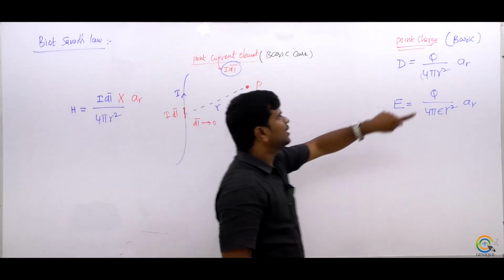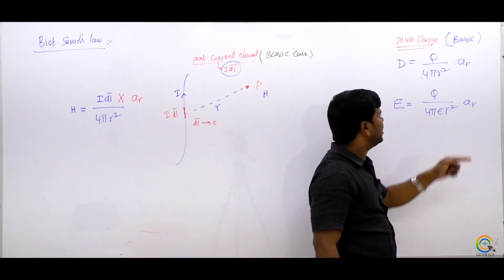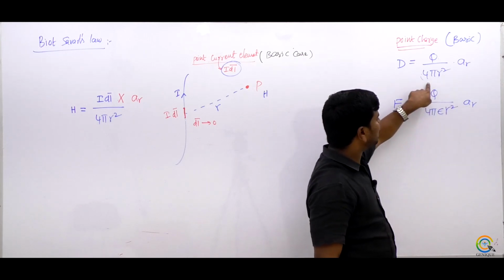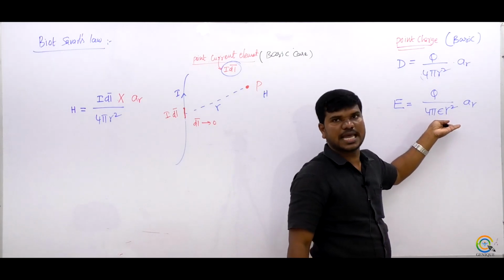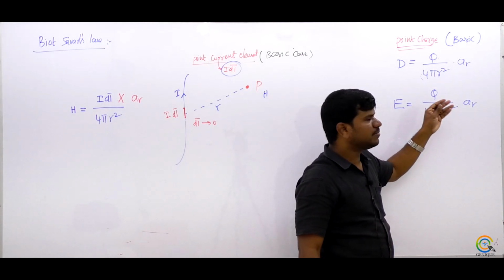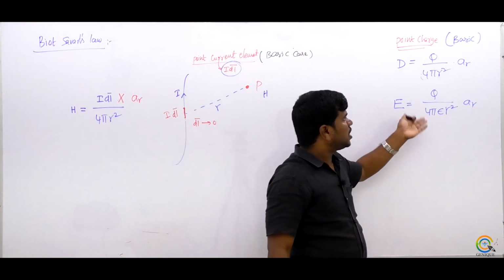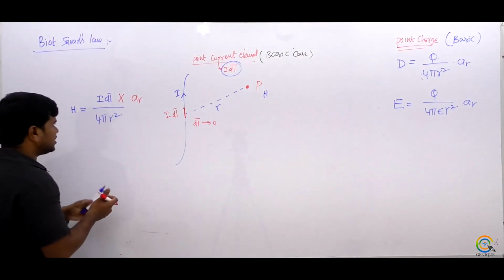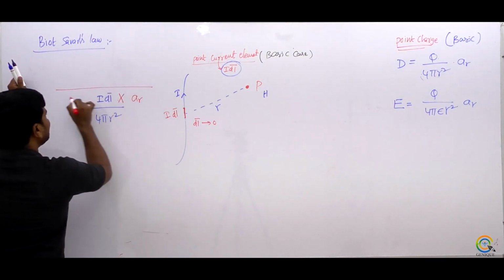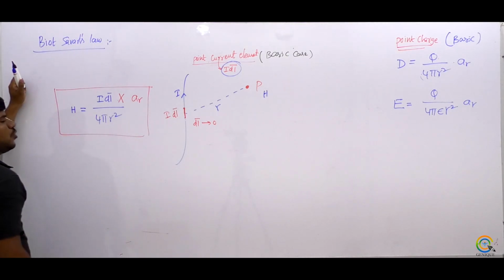If you observe, this entire portion is a scalar quantity and AR is a vector. Q is a scalar quantity, 4 pi epsilon is a scalar quantity, R is also a scalar quantity. R is nothing but the distance between these two points, from the charge to the point. Understand? So this is called H is equal to IDL cross AR divided by 4 pi R square.